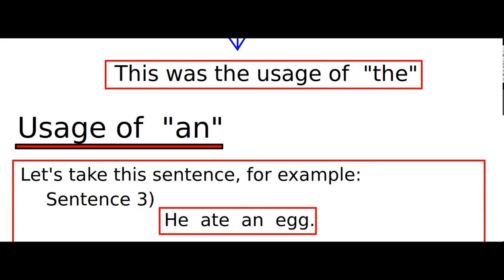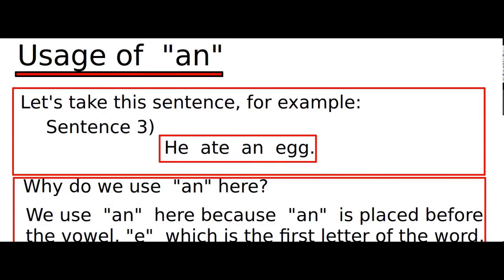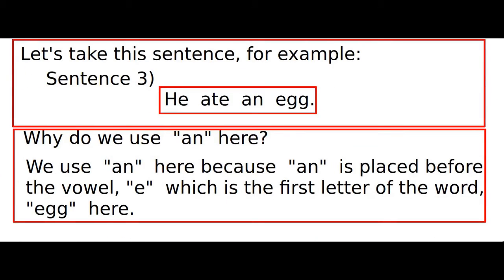Now let's come to the usage of an, or where do we use an. So let's take this sentence. He ate an egg. This is sentence number 3. He ate an egg. So friends, let me tell you why do we use an here. We use an here because an is placed before the vowel E, which is the first letter of the word egg here. Okay friends, see the egg. E is the first letter of the word egg. So we are using an because E is a vowel.